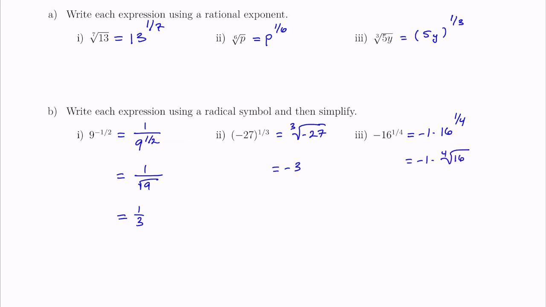The 4th root of 16 is 2, because 2 to the 4th power is 16. So negative 1 times 2 is negative 2.